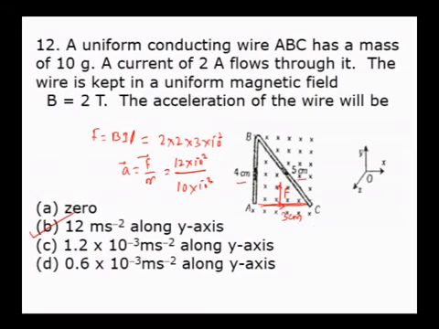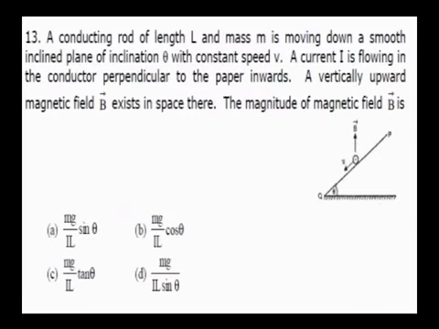Okay. So, now we will move to the next question, that is question number 13. In this question, you can read the question. It is given that a conducting rod of length L and mass m is moving down a smooth inclined plane of inclination theta with a constant speed. See, in the question it is given that it is moving with a constant speed. So, from the concepts of mechanics, we know that if any body is moving with a constant speed, the net force acting on the body must be equal to 0, right? So, it is dynamic equilibrium.